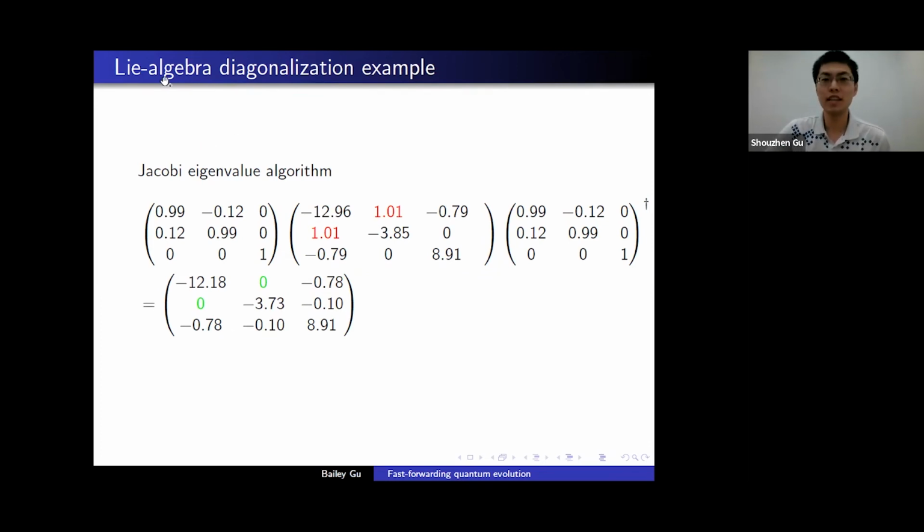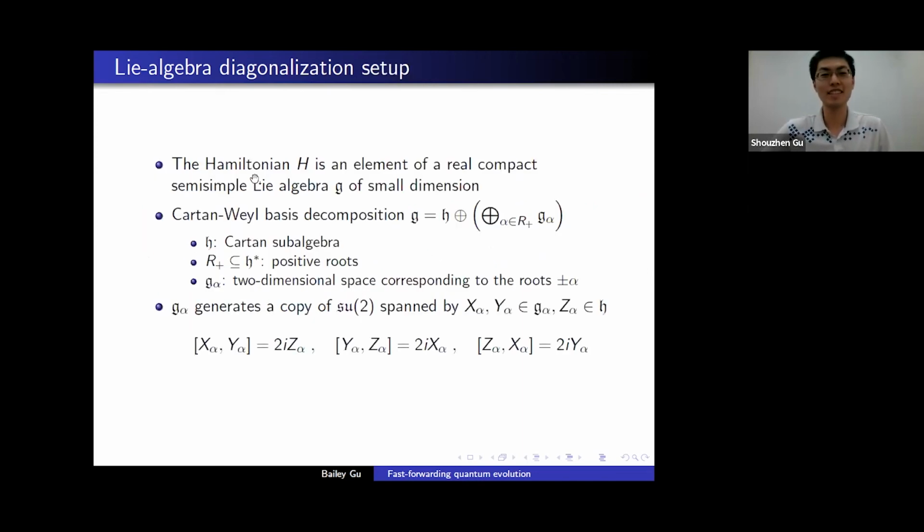And when we do Lie-algebra diagonalization, it's just a generalization of this algorithm, but for Lie algebras. So the actual statement is going to be a bit technical, but we assume the Hamiltonian H is an element of a real compact semi-simple Lie algebra with small dimension. Then we use a Cartan-Weyl basis decomposition, which means that we can decompose g into the sum of certain subspaces. The first subspace is h, which is the Cartan subalgebra. And the Cartan subalgebra is a maximal commuting set of elements in g. So this is playing the role of the diagonal matrices. And we want to conjugate H by some unitary to get it into the Cartan subalgebra.